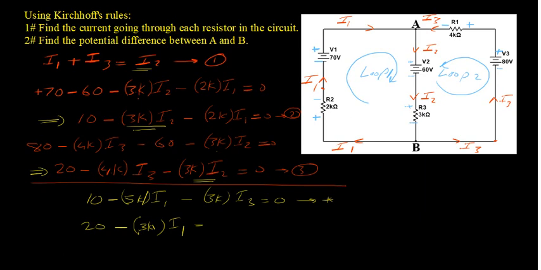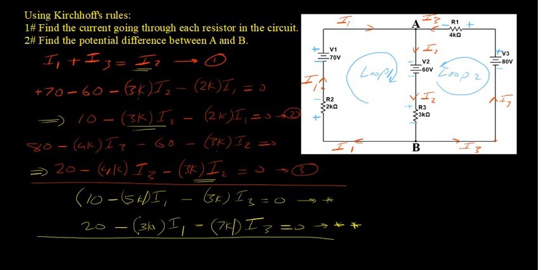Minus 7 kilo multiplied by the third current, and that will equal 0. I will call this one the double star one. Okay, cool. So now I know my two equations. They will help me to solve and find one of the two currents, either the first current or the third current. Once again, we're going to do the addition and eliminate one of the two currents. So let's do this. I'm going to eliminate the first current.